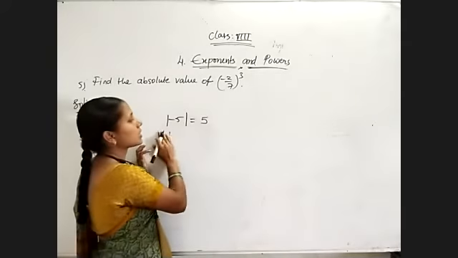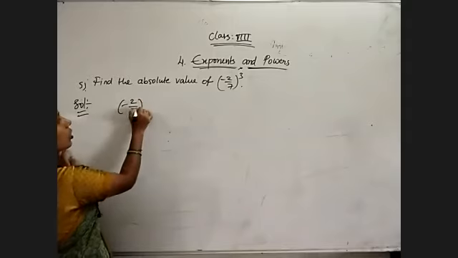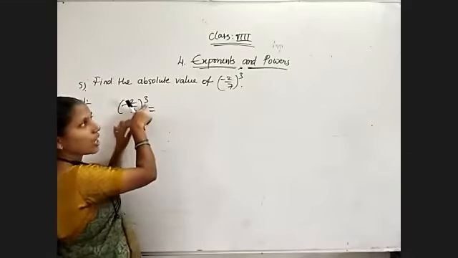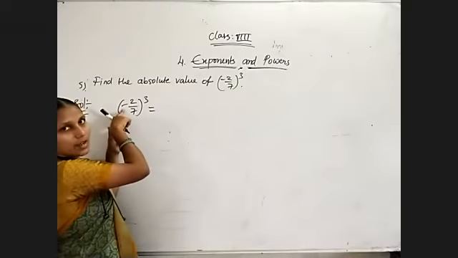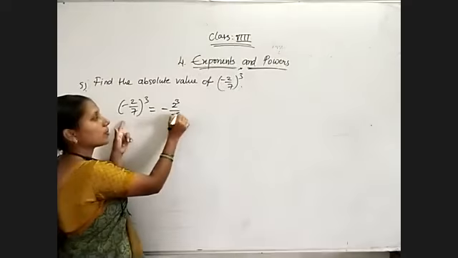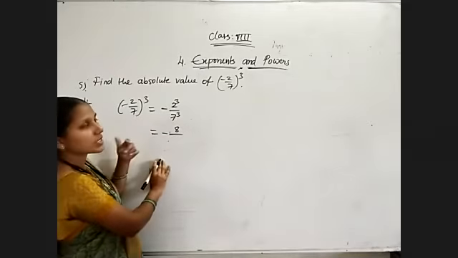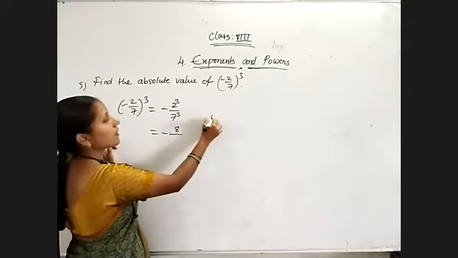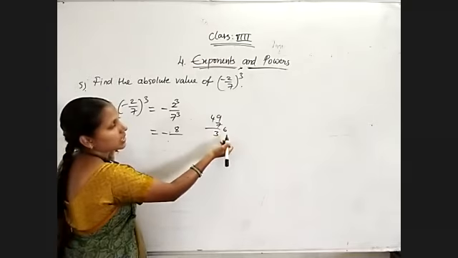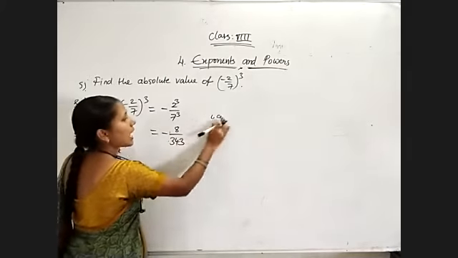Now first of all, simplify that number. (-2/7) whole cube is equal to, because of the odd power, compulsorily I will get a negative answer. Minus 2 cube by 7 cube. Minus 2 cube is minus 8. 7 cube: 7 sevens are 49, 49 into 7. 7 nines are 63, 7 fours are 28 plus 6, 34. 343.